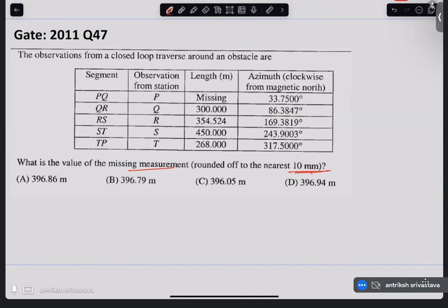See, here we are traversing from P to Q to R to S, and then to T and then again to P. And this is the length of our traversal. We are given all these lengths, but one is not given to us. And we are given the azimuth of each of our traversal. So let us try to visualize what is happening.